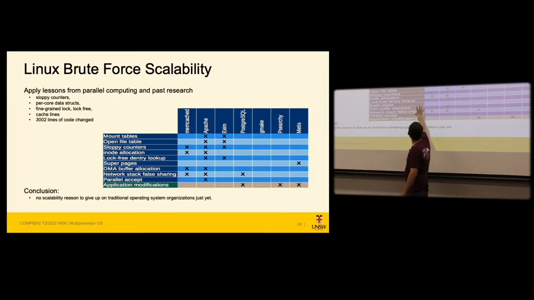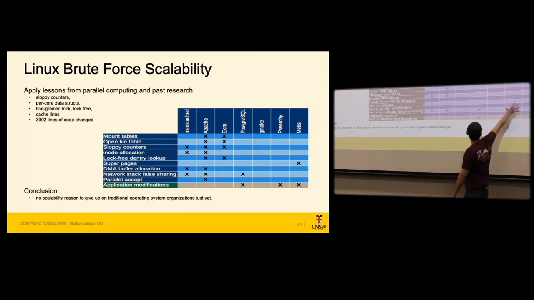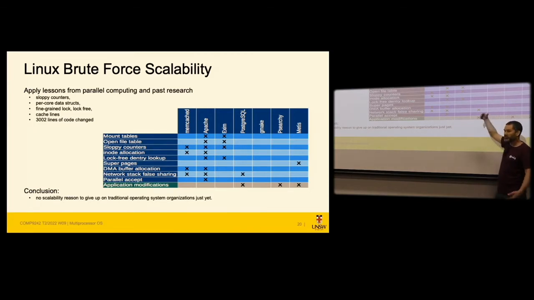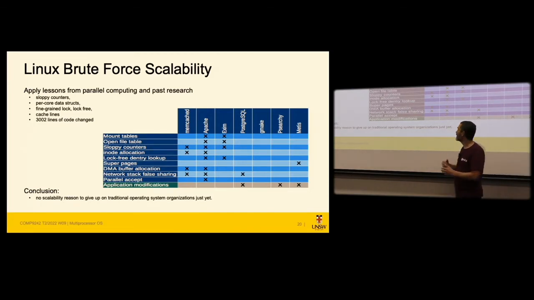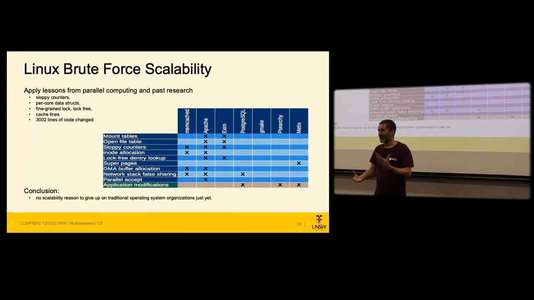So a little idea of which changes affected which benchmarks. You can see the GMake benchmark didn't get affected by any of the changes, and as you can see from the performance, they were the same. The conclusion of this was there's no real scalability reason to give up on traditional operating system design. So this guy tried a different OS design, went back to Linux, and figured out that if you do enough work, Linux can scale pretty well.